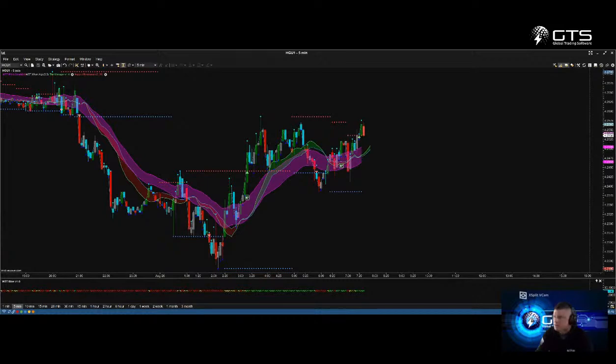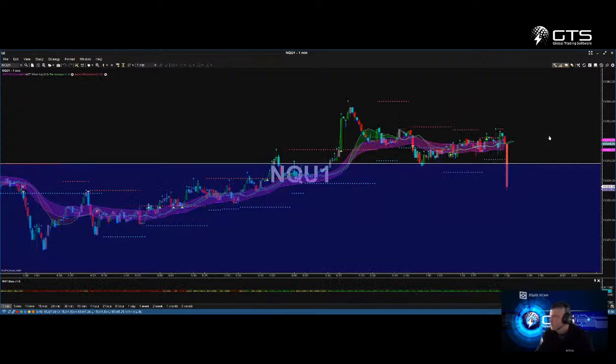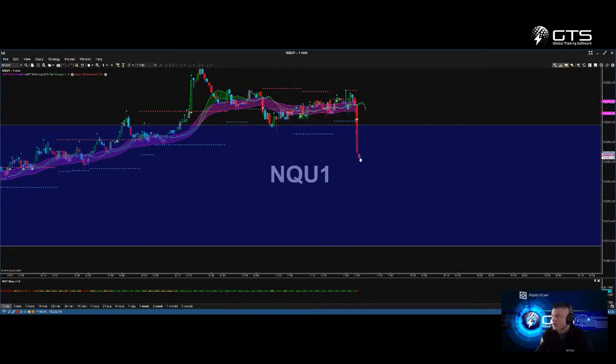All right, so let's ease over to the NQ real quick. We got some movement on the NQ. Oh, look at that. We just broke down into that support zone right there on the 1 minute. Let's see if we can get any sells or anything like that. Look at that. Now you're inside of the support zone right here, right?